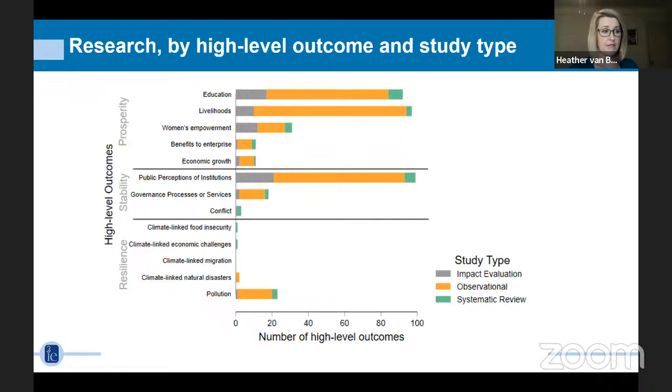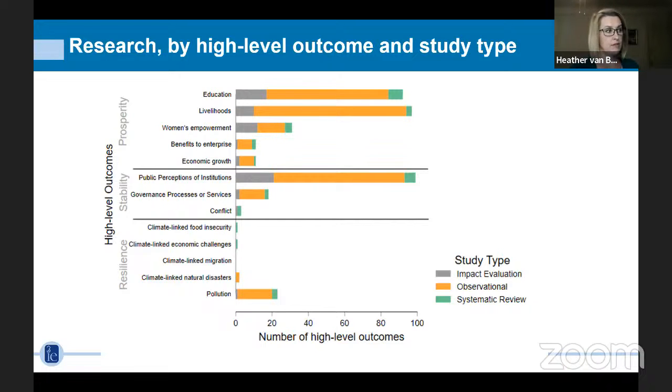We find that 75% of the studies in the map are concentrated among 3 of our primary high-level outcomes: education with 92 studies, livelihoods with 97 studies, and public perceptions of institutions, with 99 studies that involve that outcome. For education and livelihoods, we find that often education status or indicators like income or assets are used as covariates in regression models, so they frequently pop up in the literature. They may or may not be the primary high-level outcome being investigated, but they're often in studies as an artifact of those control variables used in regression models.